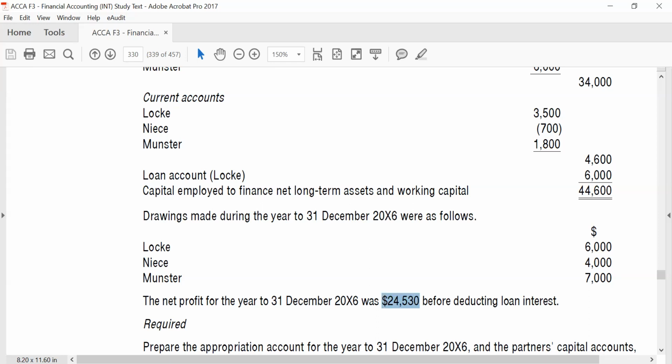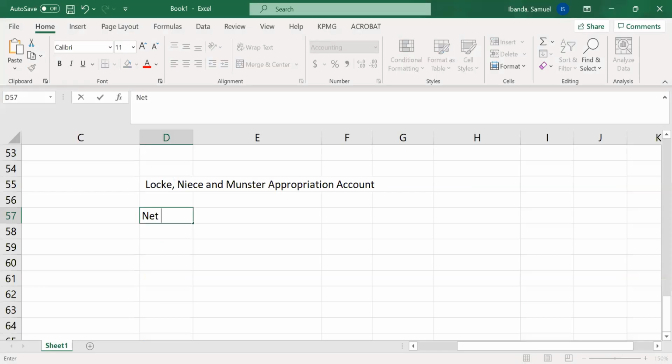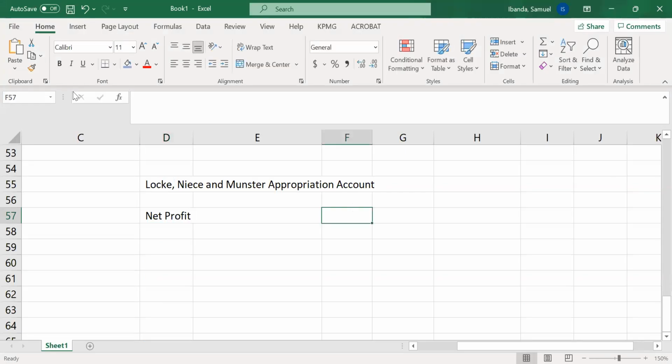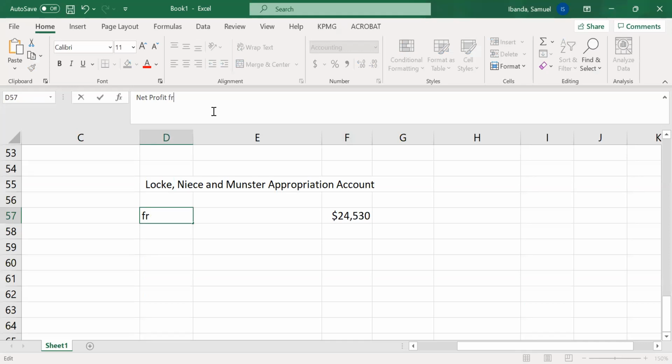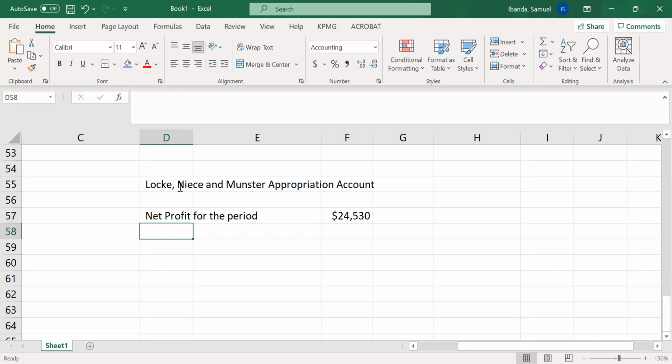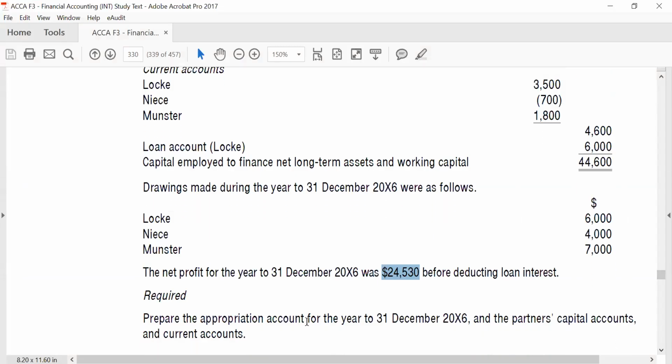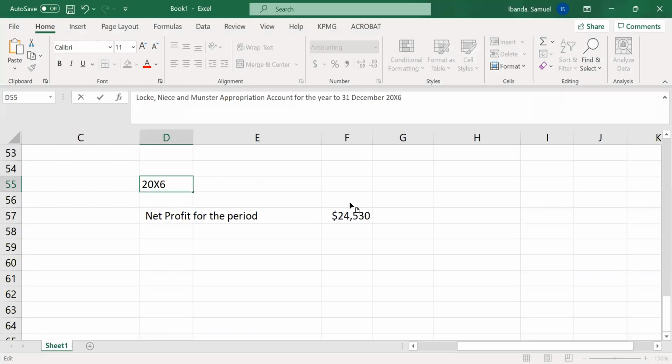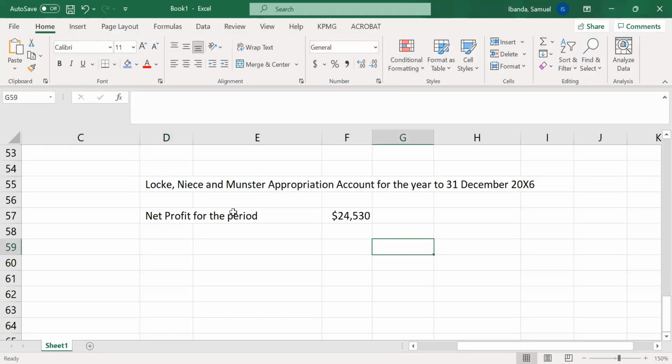So I'll just come here and say net profit. This is net profit for the period. So if that is what we are saying, let me just add this to my heading. It is for the year ended 31st December 2016. So the net profit is that.